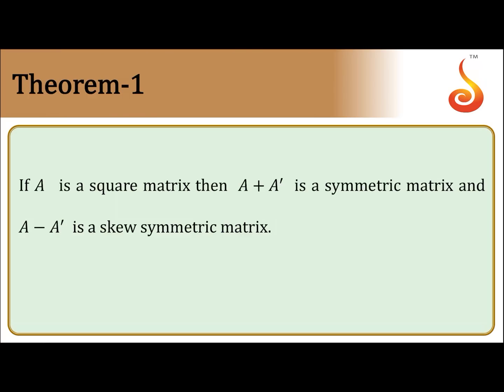So to start with, let us see the important theorem. If A is a square matrix, then A plus A transpose is a symmetric matrix and A minus A transpose is skew symmetric. See, if A is a square matrix, it need not necessarily be a particular one, it can be any matrix, not necessarily symmetric or skew symmetric. A can be any matrix. But then A plus A transpose is symmetric, A minus A transpose is skew symmetric.